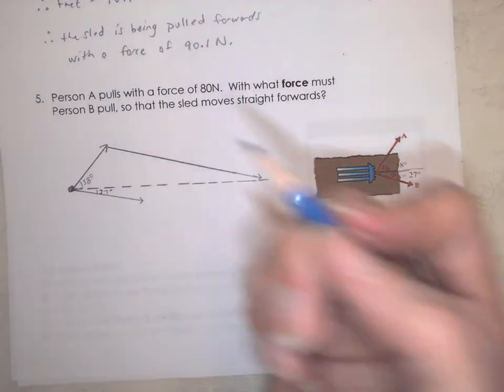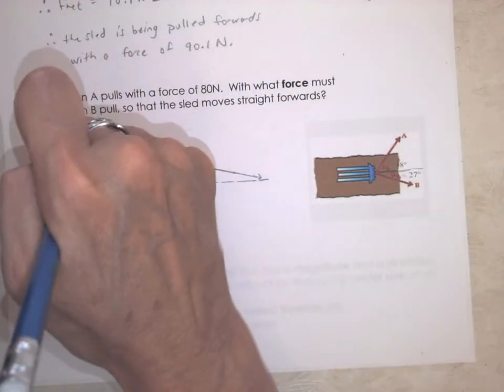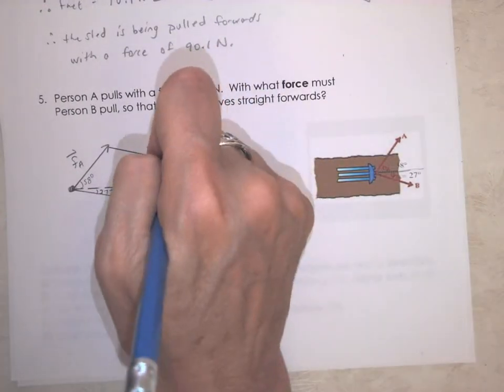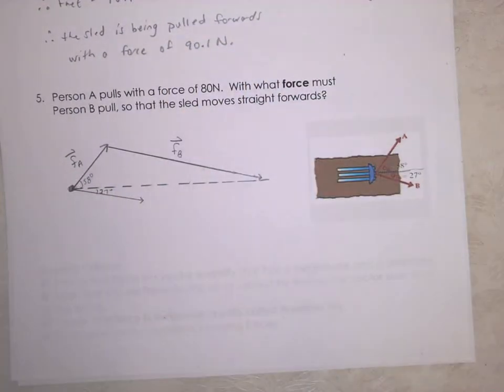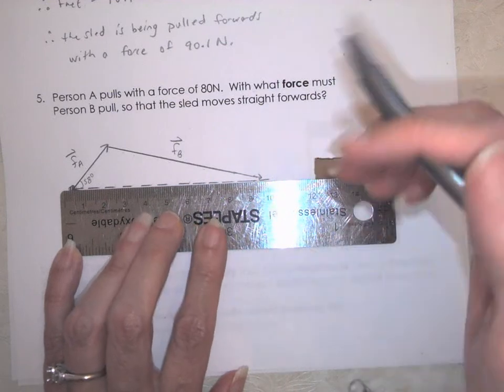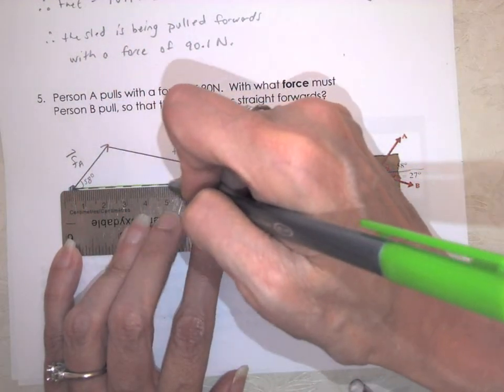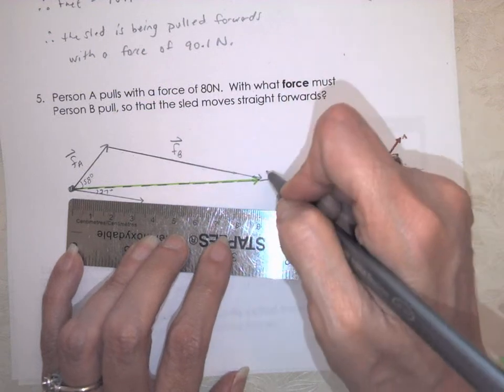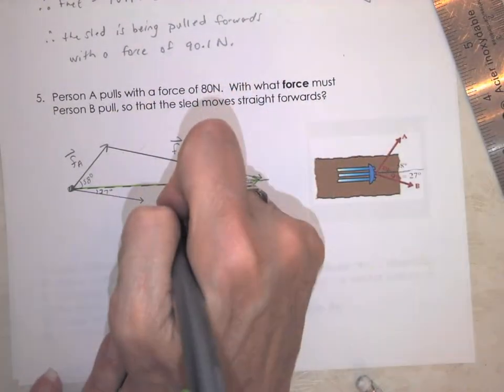Okay, so let's call this FA, because this is person A, and this is person B. And then I'm drawing in, we know forwards is going to be my F net, because I want to end up going straight forwards, and I want to know what magnitude of force person B needs to pull with so that that ends up happening. So again, my two arrows meet. This is F net here.